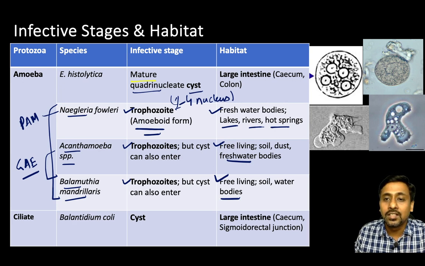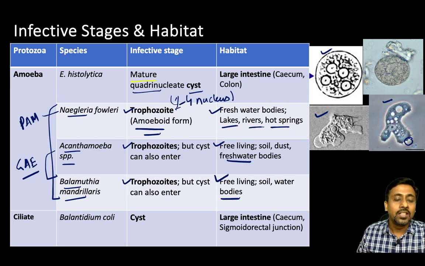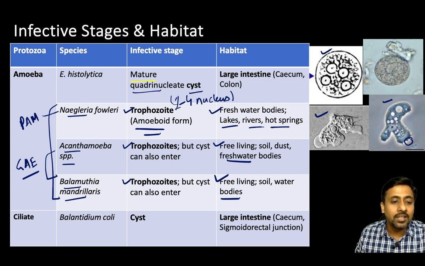So this is the image of a mature quadrinucleate cyst of Entamoeba histolytica. This is the amoeboid stage of Naegleria fowleri, and this is the trophozoite, with the spine-like pseudopodia, as you see, of Acanthamoeba species. Then coming to the ciliate, the only ciliate is Balantidium coli. The infective stage is the cyst and the habitat is the large intestine.